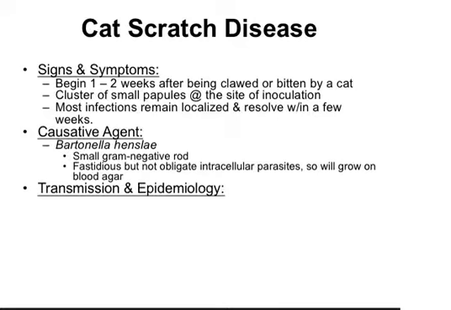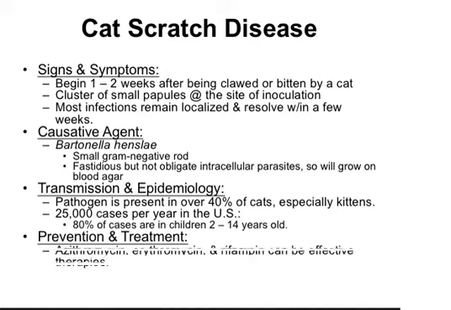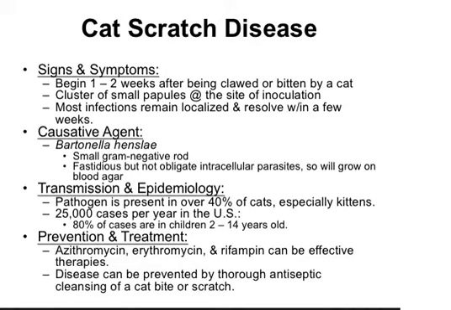It is fastidious, but not an obligate intracellular parasite, so it will grow on blood agar. The pathogen is present in over 40% of cats, especially kittens. 25,000 cases annually in the U.S., 80% are children between 2 and 14. Prevention: azithromycin, erythromycin, rifampin. Disease can be prevented by antiseptic cleaning of the cat bite or the scratch.